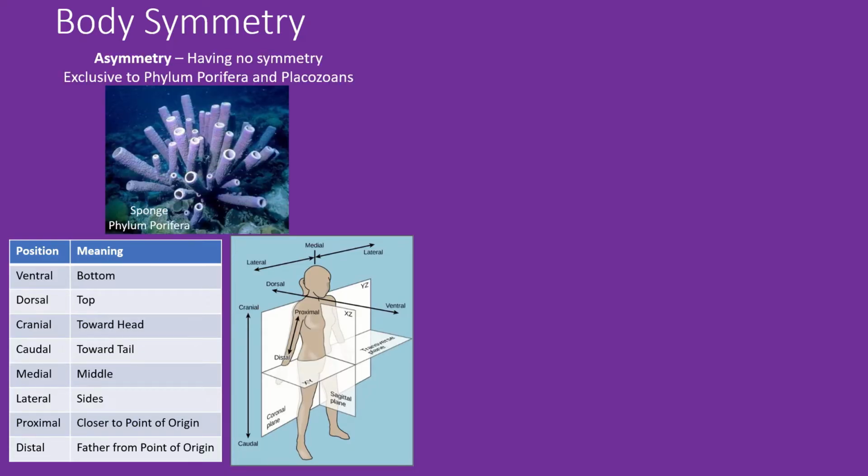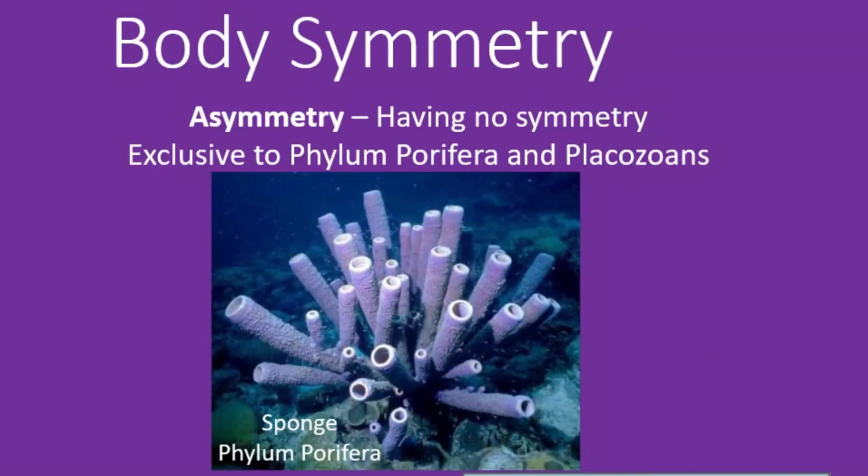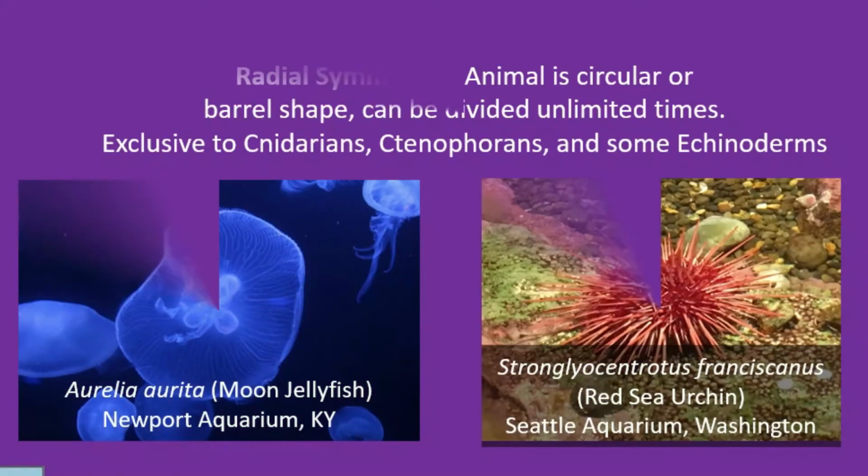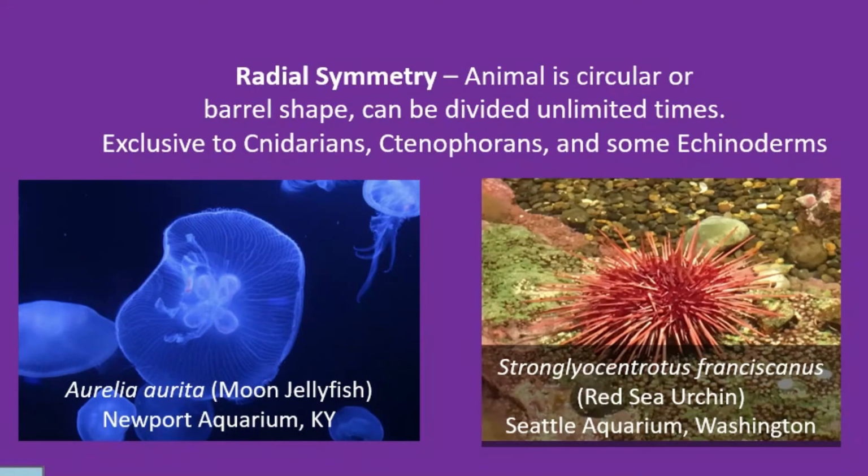Asymmetry, which is found in sponges and placozoans, describes animals with no symmetry whatsoever. These body plans have no specific shape, or if they do, it isn't considered true symmetry since these animals lack tissues and organ structures. Radial symmetry is found in cnidarians, or the jellyfish, ctenophorans, also known as comb jellyfish, and echinoderms, which includes sea urchins, sea stars, and the like.